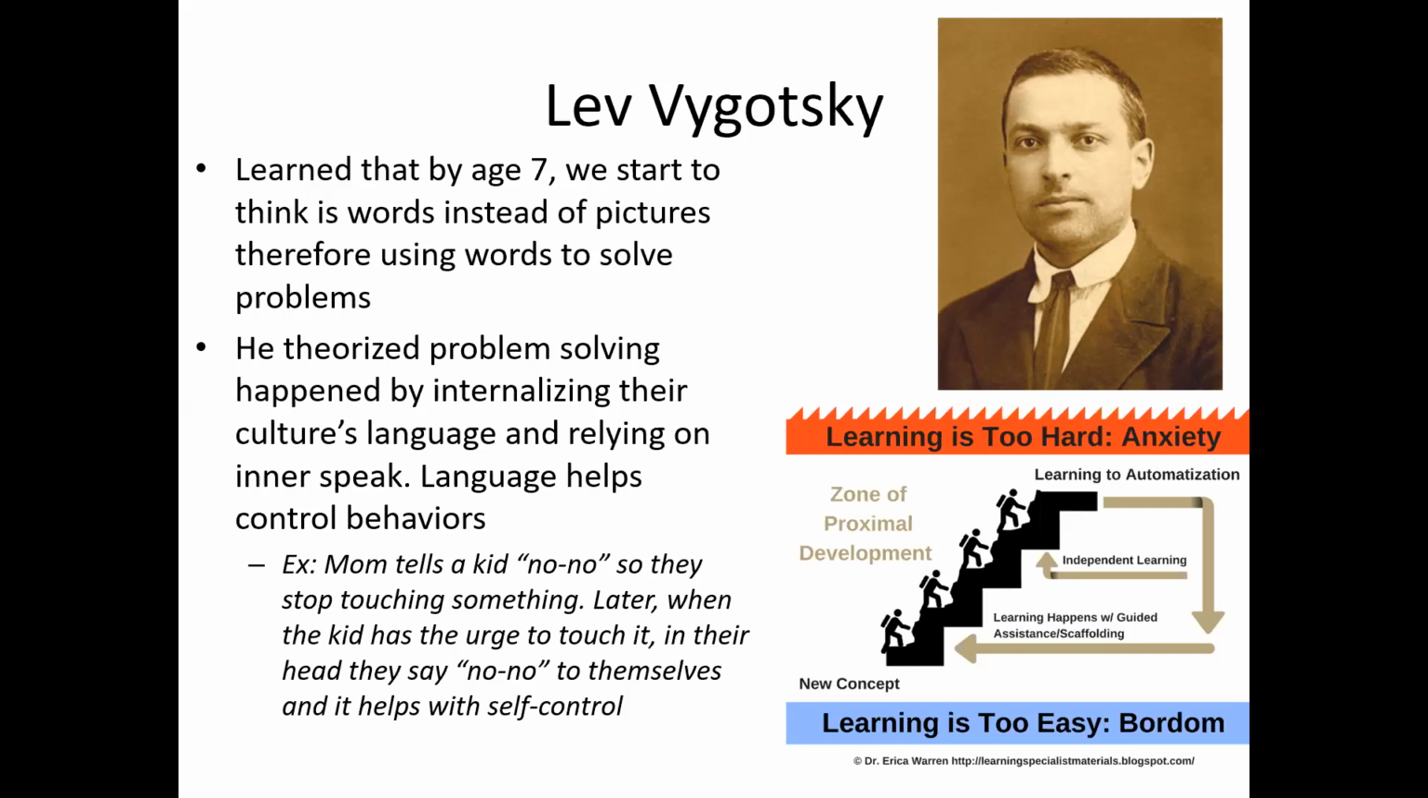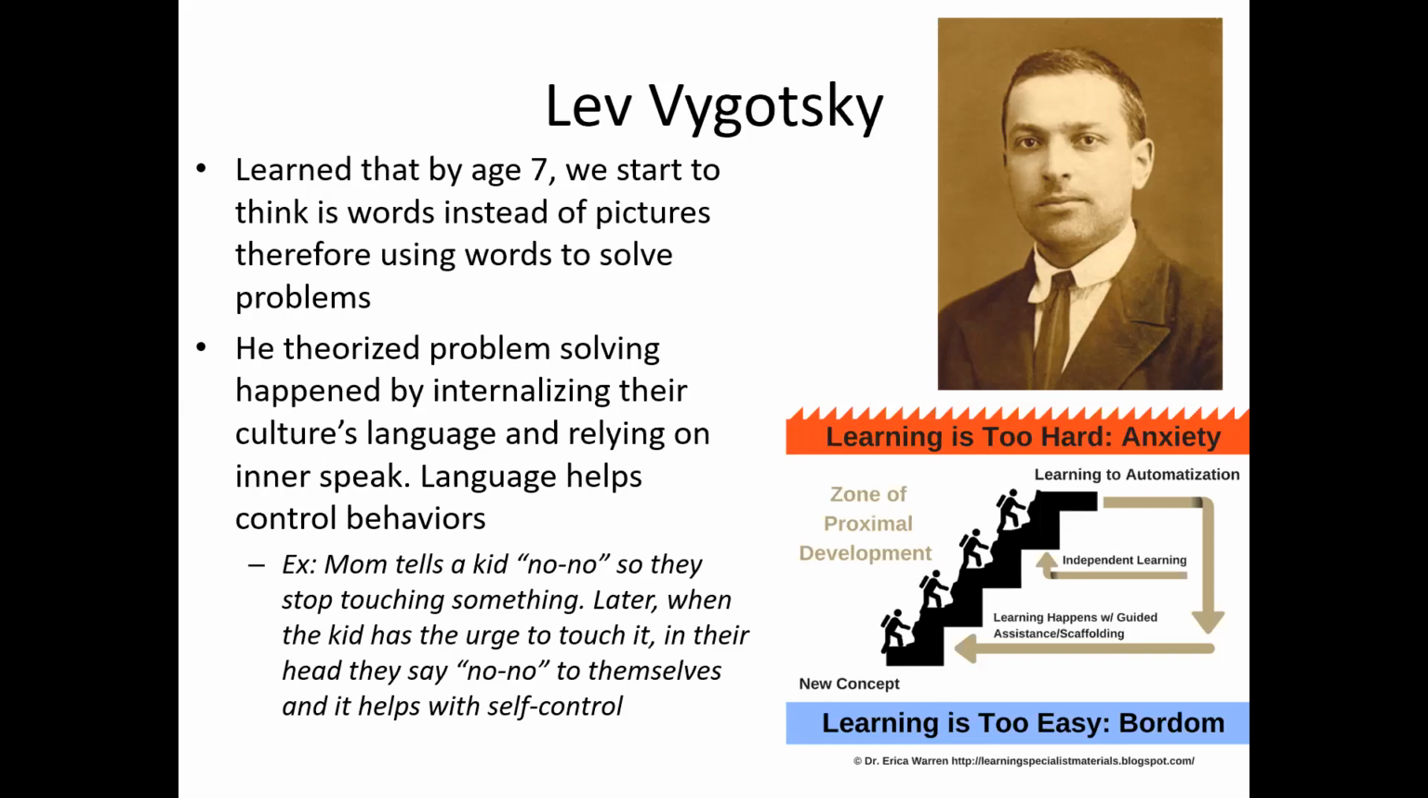He also theorizes that problem solving happens by internalizing your culture's language and relying on something called inner speech. I always think of a mom telling a kid no when they're touching something they shouldn't. No, don't touch that. I do it to my kid all the time. Later, when he has the urge to touch it, Vygotsky would say he hears his own little voice in his head going, no, don't touch, and then he manages that self-control.